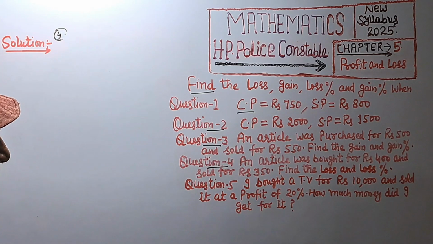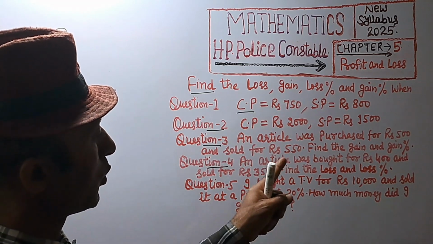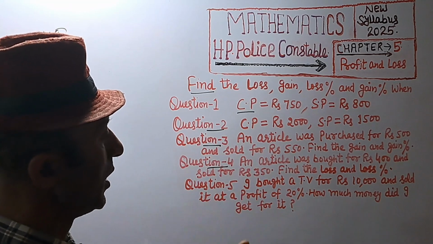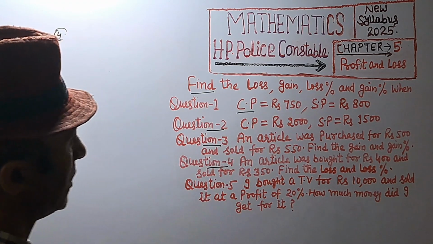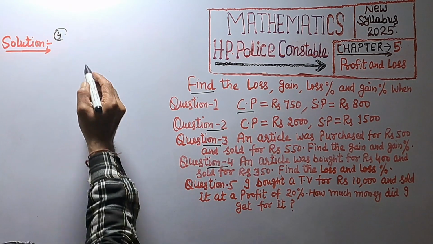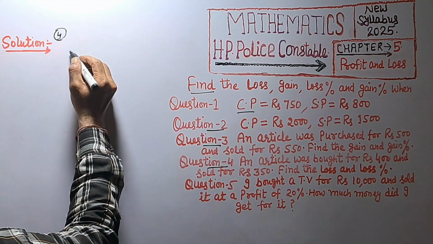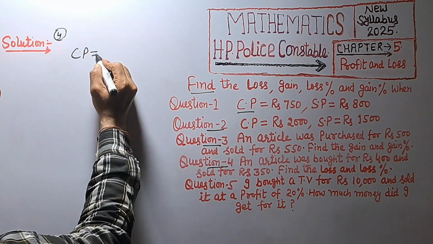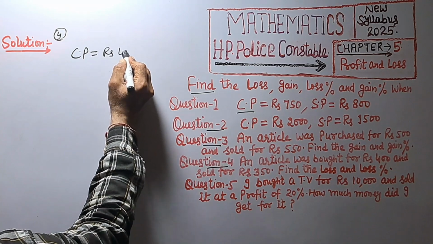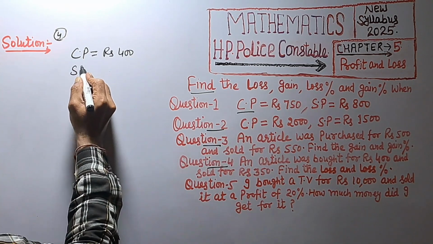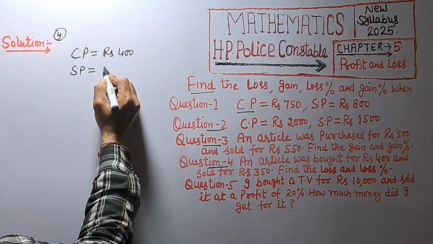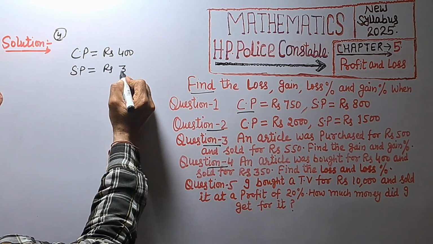Next question, question number 4. An article was bought for rupees 400 and sold for rupees 350. Find the loss and loss percent. Cost price equal to rupees 400, selling price equal to rupees 350.